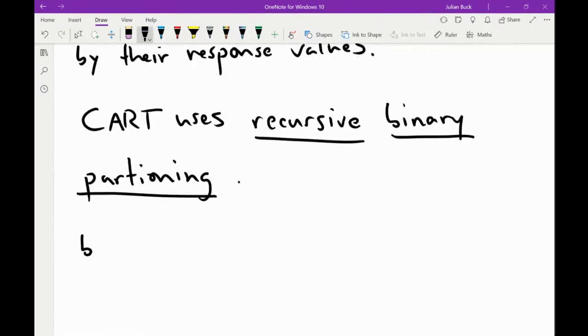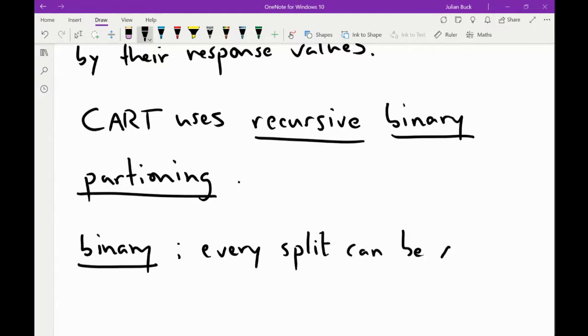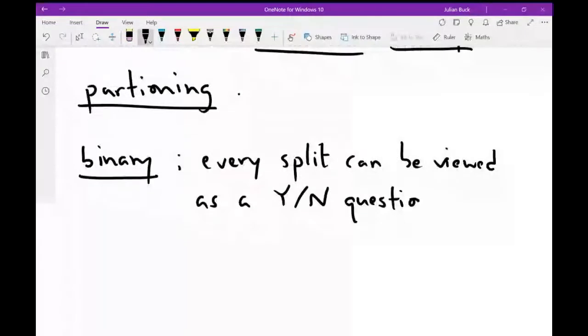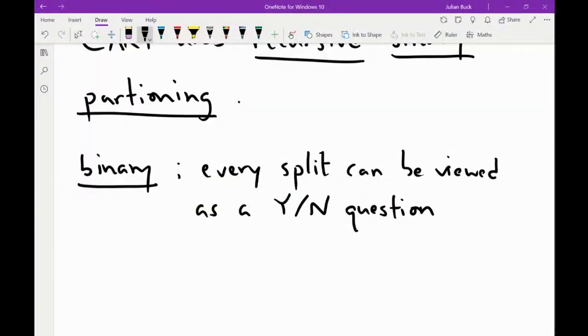Binary. I already described what the point is here: every split can be viewed as a yes or no question. Yes goes one direction, no goes the other. And as mentioned, if you've got a binary variable already, a categorical variable where you can just think of it as yes or no questions, then that's clear.